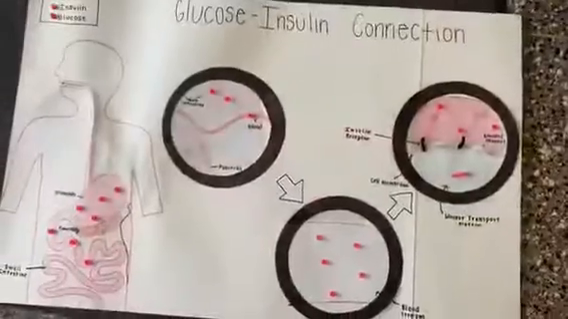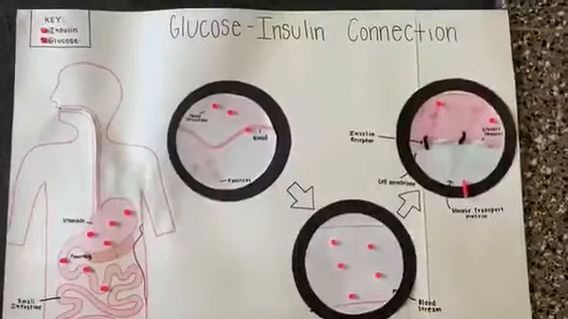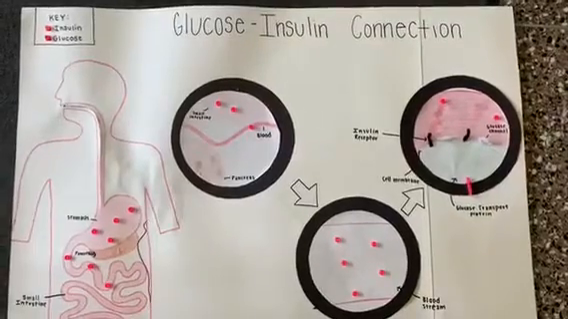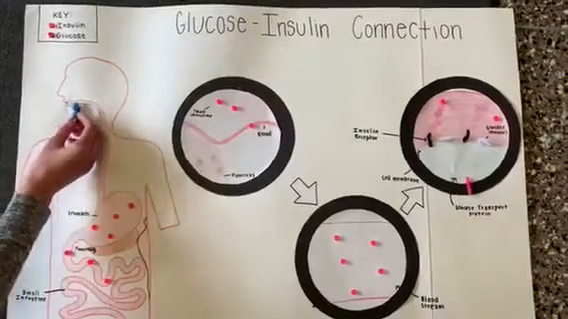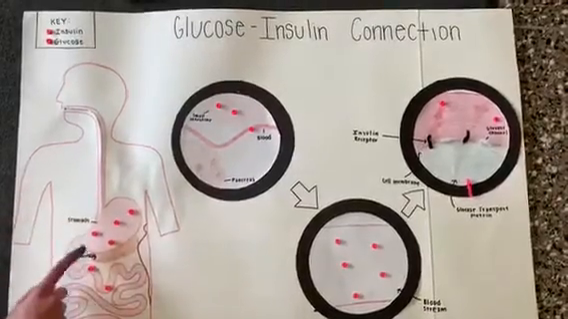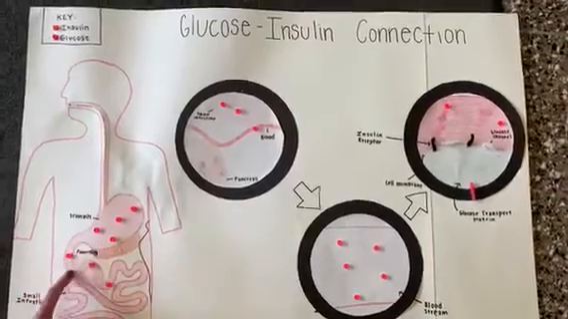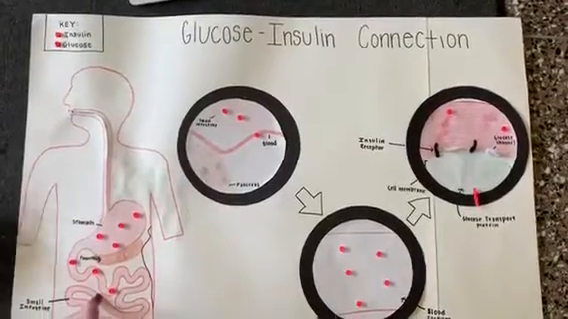Ways to treat type 1 diabetes is by injecting insulin into the bloodstream. Now we will use the same model to demonstrate type 1 diabetes. First, when someone eats food, it works its way down into the stomach and is broken down into smaller pieces or glucose. The glucose travels its way through the small intestine and eventually into the bloodstream.